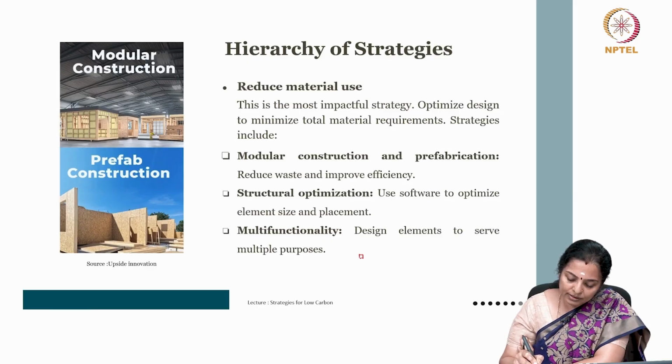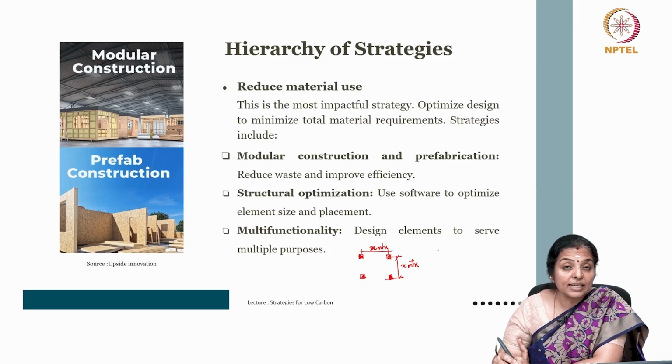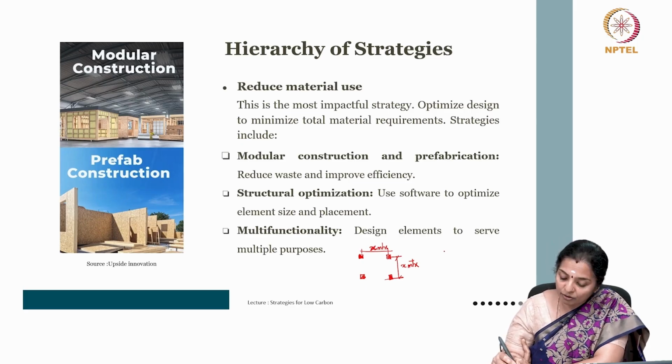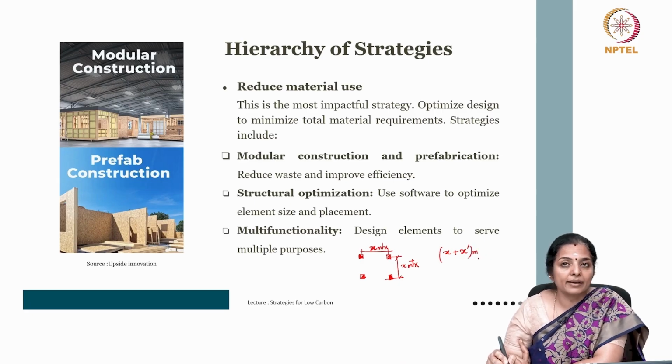Suppose you need columns at a particular place. Do not double guess and have columns at A meters or X meters. You need to use appropriate tools to understand whether it is sufficient to have columns at X plus X dash meters distance, and that will save a lot of energy.